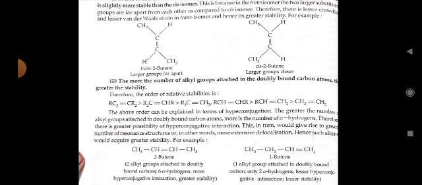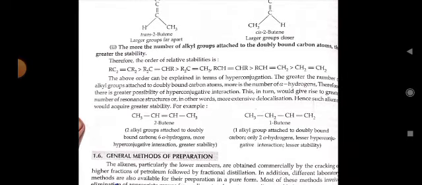The greater the number of alkyl groups attached to the doubly bonded carbon atoms, the more is the number of alpha hydrogens, and therefore greater is the possibility of hyperconjugative interactions. This in turn would give rise to a greater number of resonance structures, or in other words, more extensive delocalization. Hence, such alkenes would acquire greater stability. For example, 2-butene: 2 alkyl groups attached to doubly bonded carbon atoms, 6 alpha hydrogens, more hyperconjugative interactions, greater stability. 1-butene: 1 alkyl group attached to doubly bonded carbon, only 2 alpha hydrogens, lesser hyperconjugative interaction, lesser stability.